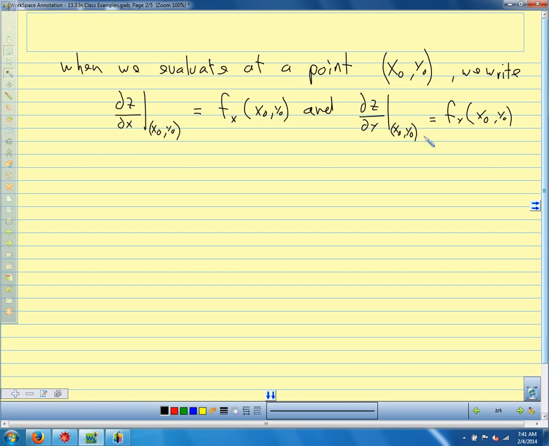So what we're doing is, to find our partial with respect to x, we consider y a constant.